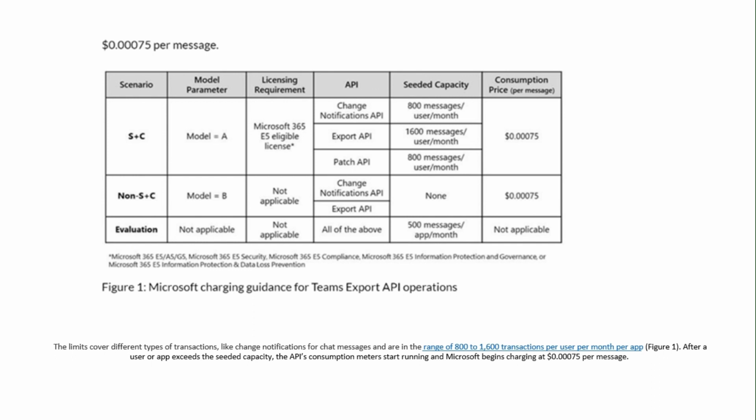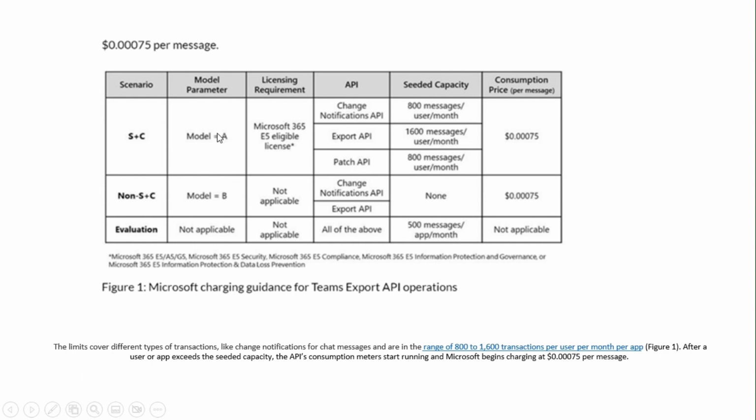However, it is capped to 500 messages per app per month, and there's no consumption plan on this part. Once the limit is exceeded, you will get a 402 error code, which will be returned from the export API calls. And if you are subscribed to change notification, it will stop working altogether. The 402 error message says payment is required, and that is the error message you will get if you go over 500 messages per app per month in the evaluation mode.